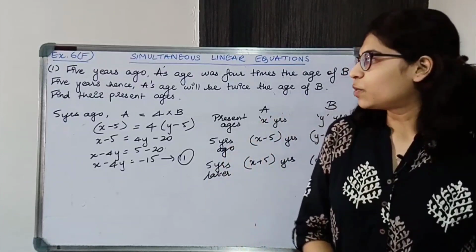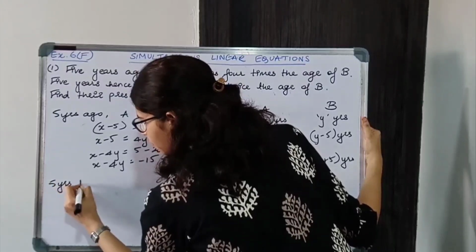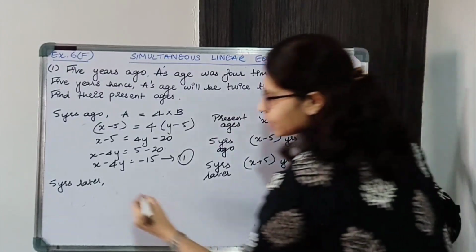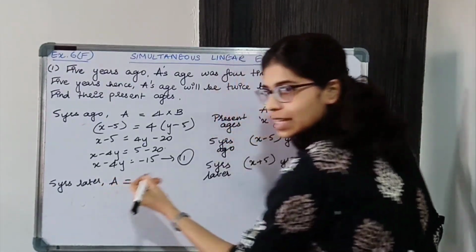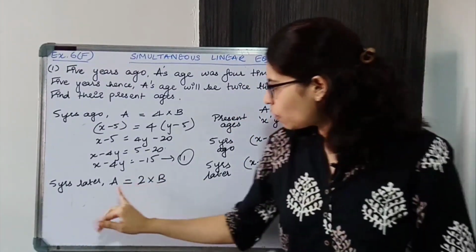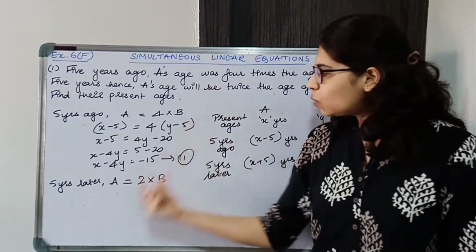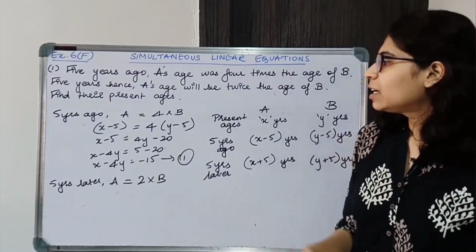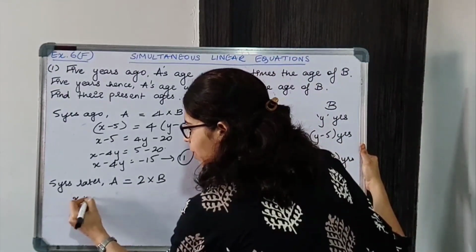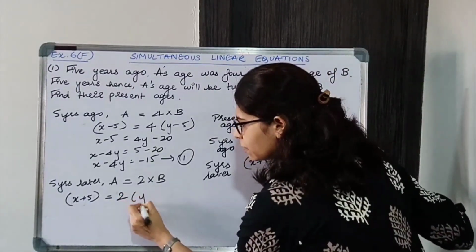Now forming the second linear equation. So 5 years hence, that is 5 years later. Now you are told A's age will be twice the age of B. A's age will be equal to twice the age of B. Will be means twice. It is equal to twice the age of B. Now what is A's age 5 years later? It is X plus 5. So it will be X plus 5 equals 2 into B's age, which is Y plus 5.